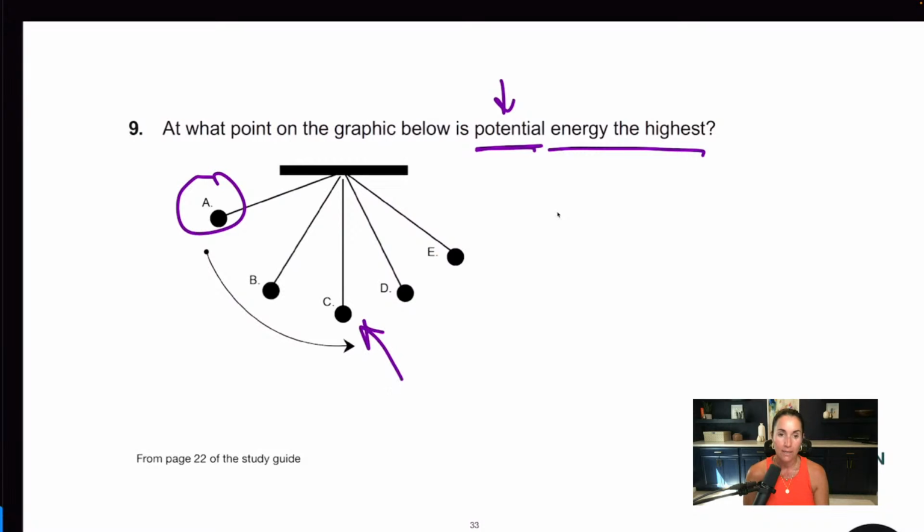That's going to be C. Kinetic energy is going to be highest when it's right at the bottom and it's moving down towards that pendulum. Then we got a little bit of potential energy here at E. Not as high as A. A is the highest potential.